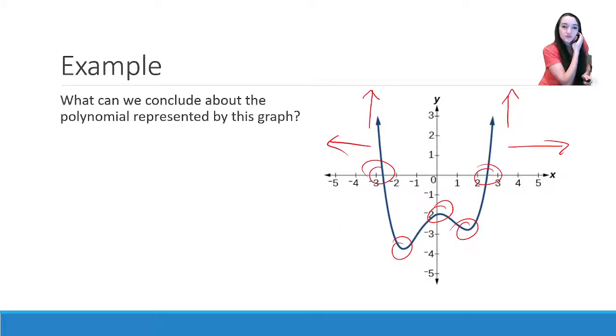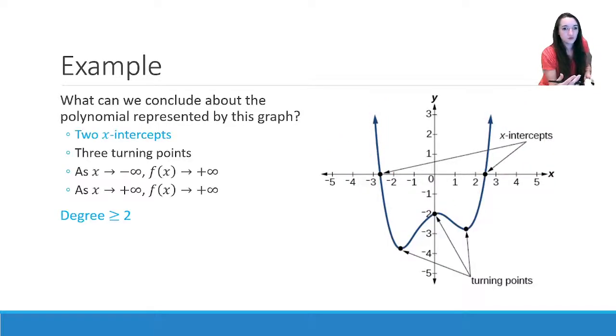So if there are 2 of them, we can't have a degree that's less than 2 because that would mean we had too many x-intercepts. So we get degree is at least 2. But the 3 turning points actually tells us that our degree is at least 4. Again, because if it were any less than that, we'd have too many turning points.